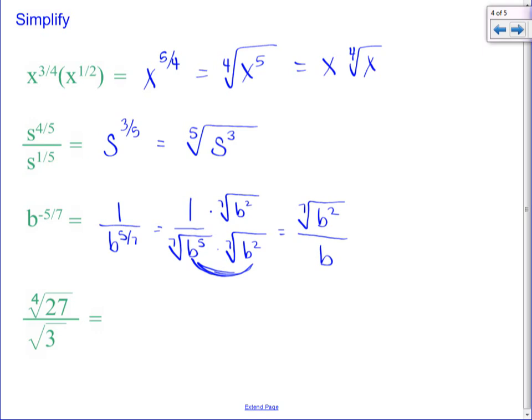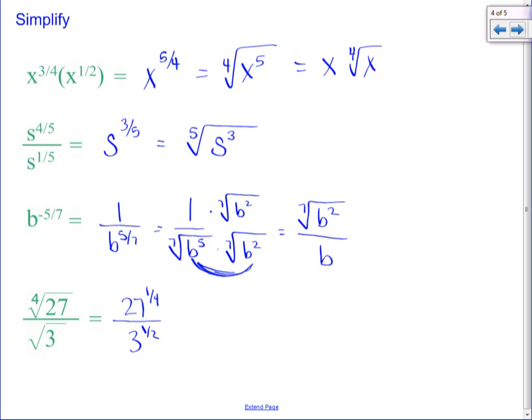All right, this last one, we have different roots. We have a fourth root and a square root. Now when they're different roots like that, we can't combine them. So sometimes it's easier if we switch it over to exponent form just for a little bit. So if we were to switch this to exponent form, what would this be? 27 to the 1/4. And down here we've got 3 to the 1/2.